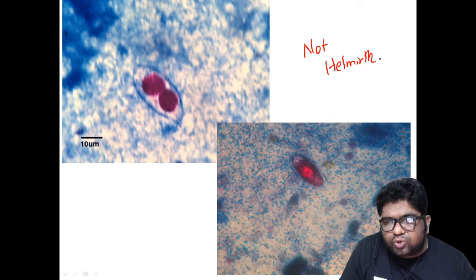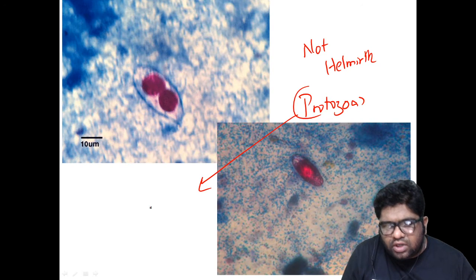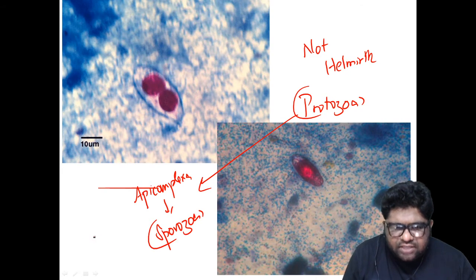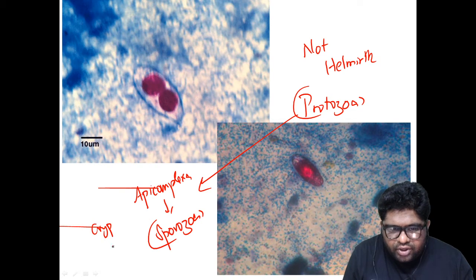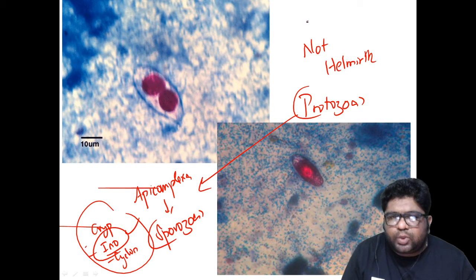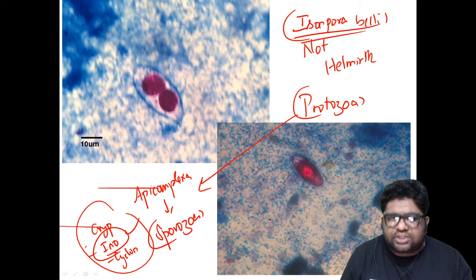It is a protozoa belonging to the phylum called Apicomplexa. Under Apicomplexa, we have a class called Sporozoa. Sporozoa has three major organisms among the extracellular group: Cryptosporidium, Isospora, Cyclospora. This belongs to Isospora belli. So I'll write the causative organism here. It is Isospora belli.